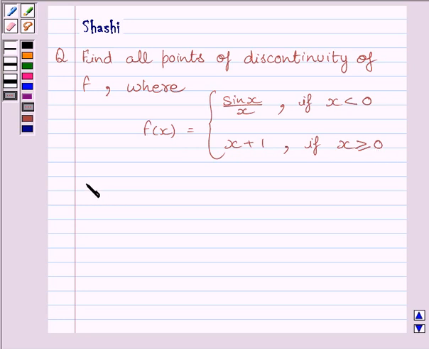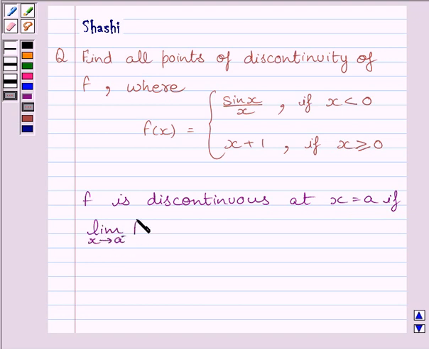First of all, let us understand that function f is discontinuous at x equal to a if left-hand side limit of the function is not equal to right-hand side limit of the function at x equal to a. When left-hand side limit of a function does not coincide with right-hand side limit of the function at x equal to a, then function is discontinuous at x equal to a. This is the key idea to solve the given question.